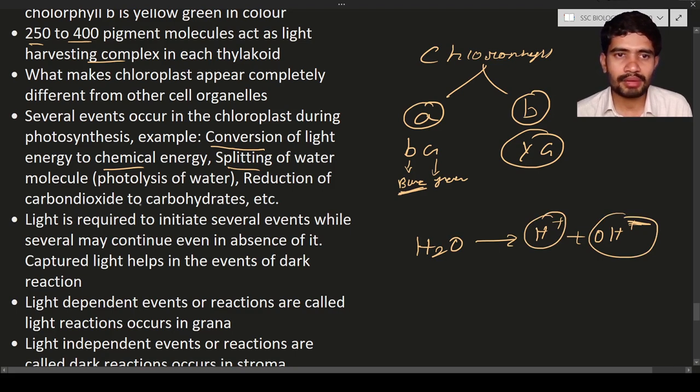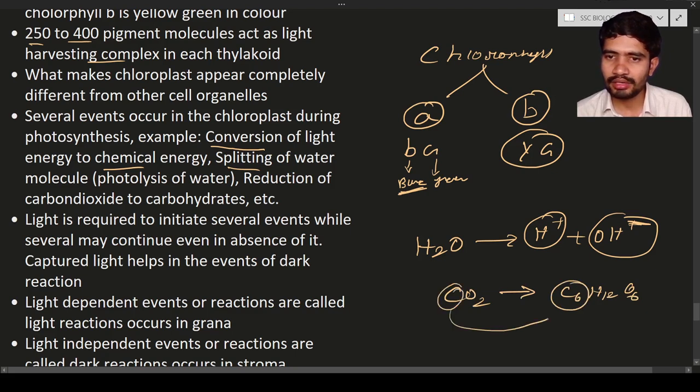Next, reduction of carbon dioxide to carbohydrates. Carbon dioxide is reduced to carbohydrates, used to form C6H12O6. How is this carbon coming? This carbon is coming from the carbon dioxide. So this is the reduction of carbon dioxide to carbohydrates.